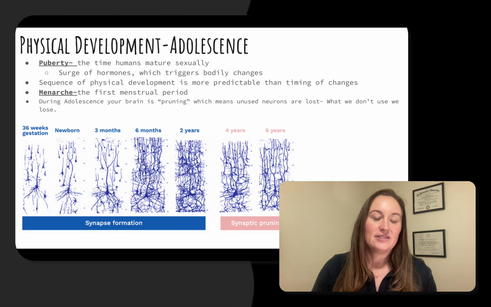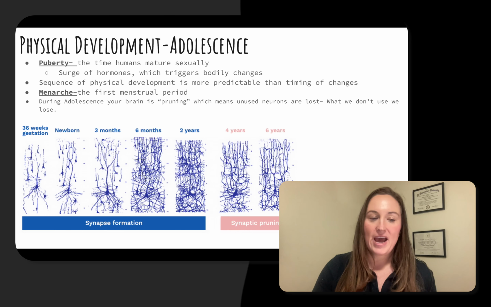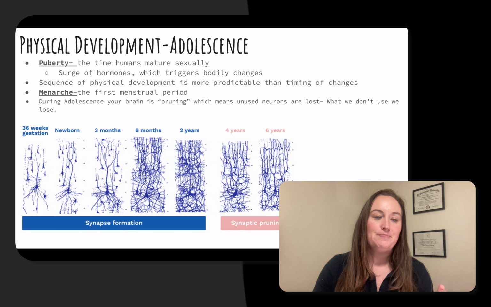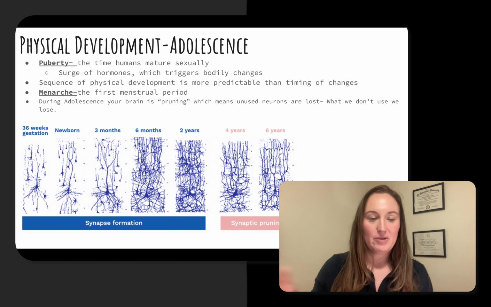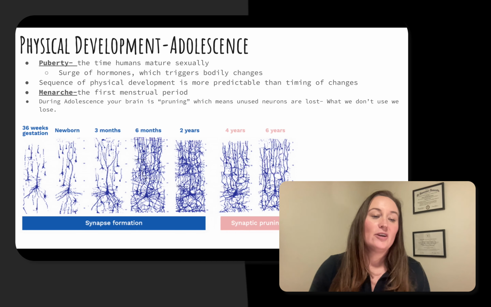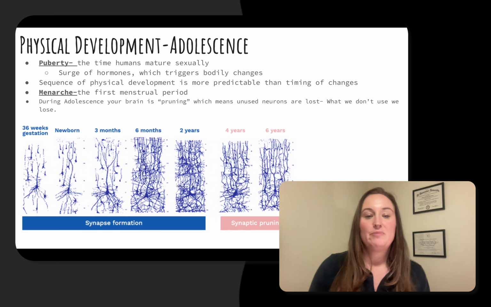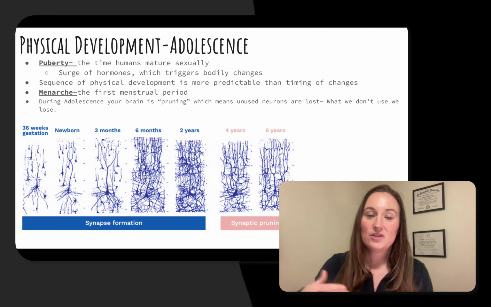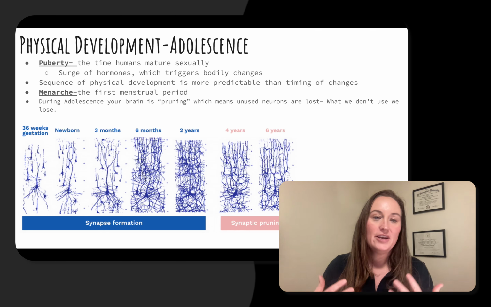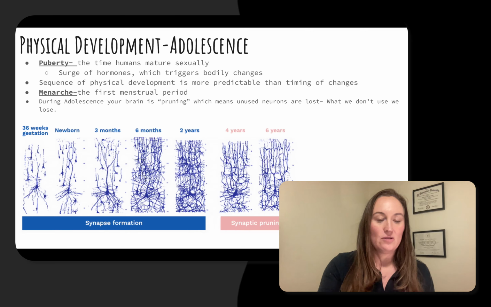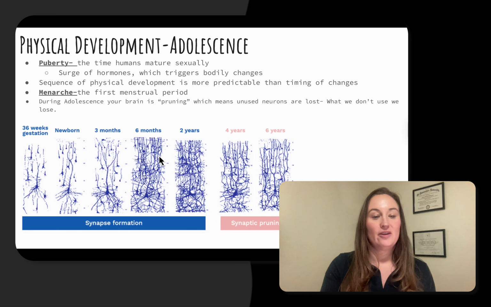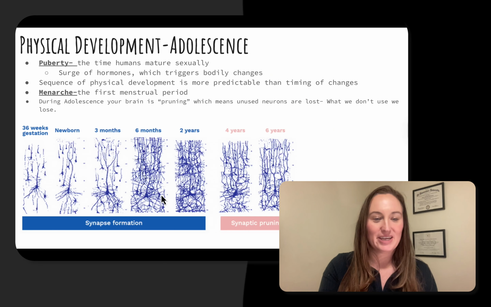Menarche is the first menstrual period that a woman has. And so that kind of marks the beginning of puberty for girls. And during adolescence, your brain is continuing to prune, which means it is doing that use it or lose it thing, pruning those unused synaptic connections. So when you look at a baby that's 6 months and 2 years old, look at all these dense synaptic connections, and then by 6 years old you can see synaptic pruning has happened.